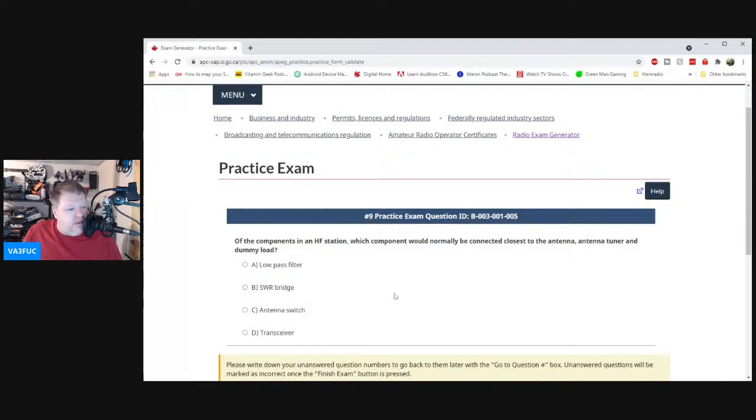It's just been busy. So as we were looking at it, the components in the HF station, which would normally connect closest to the antenna tuner and dummy load. So, is it a low-pass filter? No. SWR bridge? Definitely not. Transceiver sounds right, but I'm not sure if that's what they're looking for. I think they're looking for an antenna switch, actually. Got me thinking C. I know some people think B, but I'm thinking C, antenna switch.